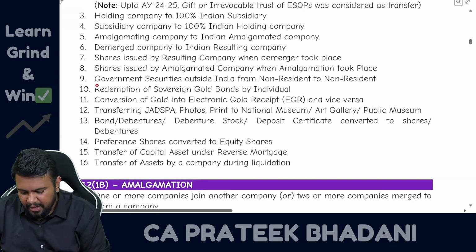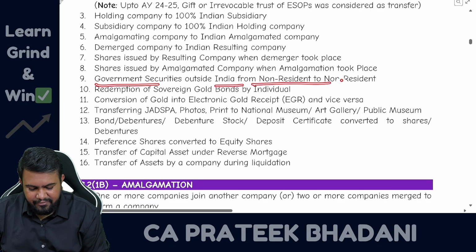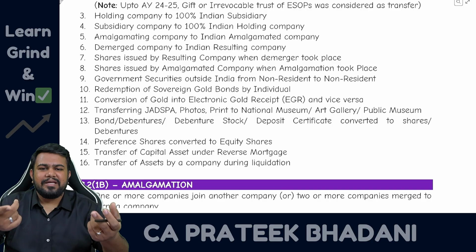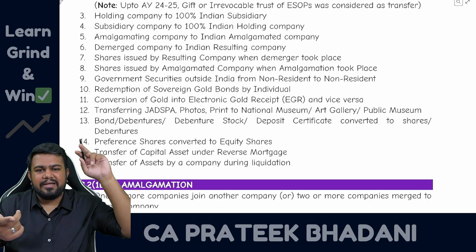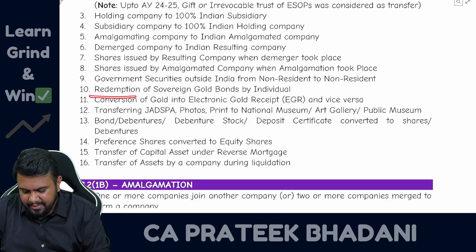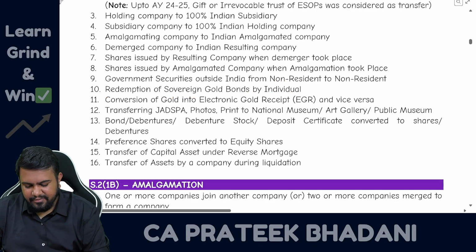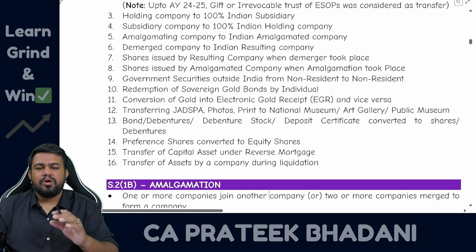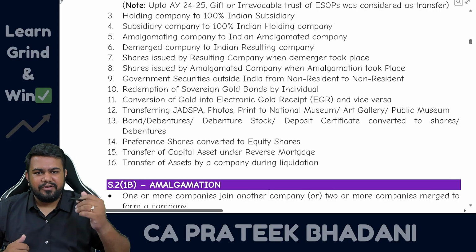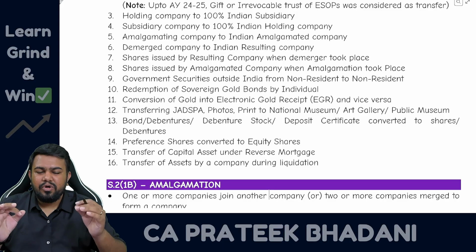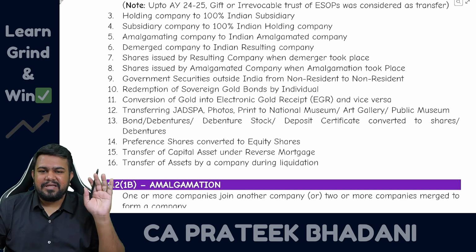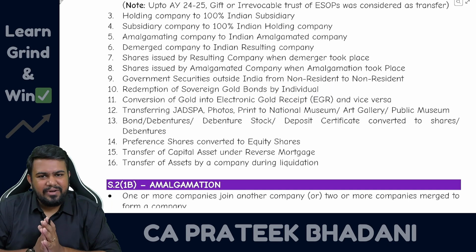Next one: government securities outside India from one non-resident to another non-resident. If a non-resident transfers a government security to another non-resident outside India, it is not taxable under capital gain. Next one: redemption of sovereign gold bond by an individual. A sovereign gold bond is an instrument given by the government. After 8 years, you have to redeem it. If it is redeemed by an individual, it is a transaction not regarded as transfer. No need to pay any tax on capital gain.